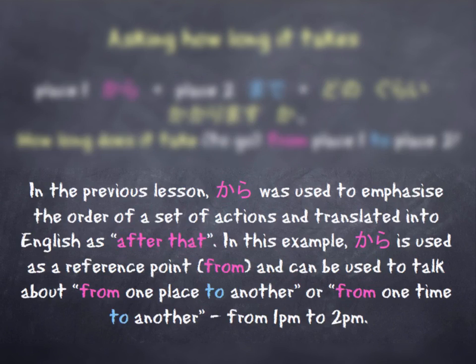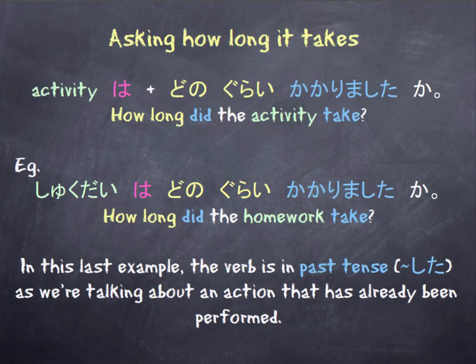So in the previous lesson, the word kara was used to emphasize the order of a set of actions, and translated into English, it roughly means after that. But in this example, kara is used as a reference point, and in English it means something similar to from, and can be used to talk about from one place to another or from one time to another. For example, from 1 p.m. until 2 p.m.